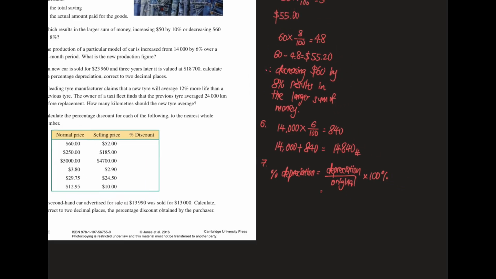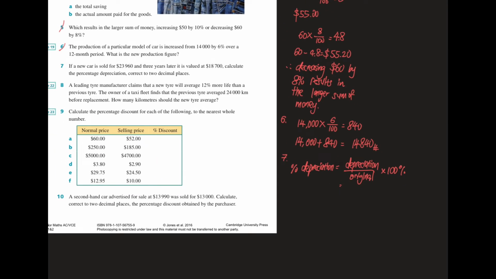Let's find out the depreciation first. Depreciation means the decrease in the money. So from this value to this value, let's minus it. Depreciation is 23960 minus 18700, and then we get the depreciation as 5260.